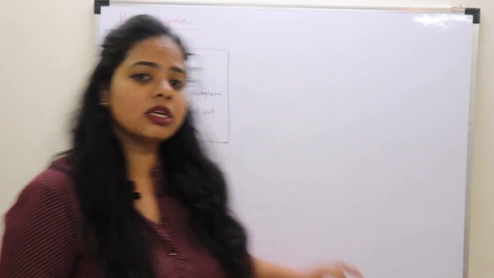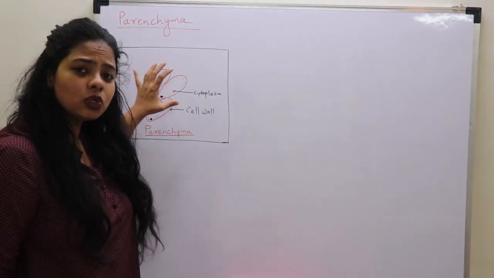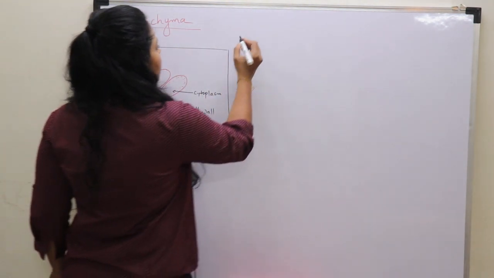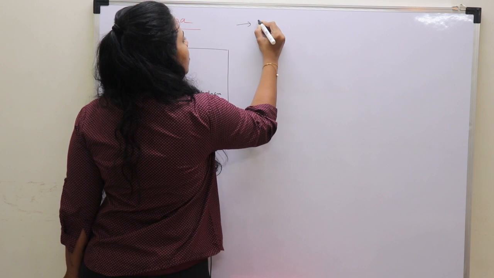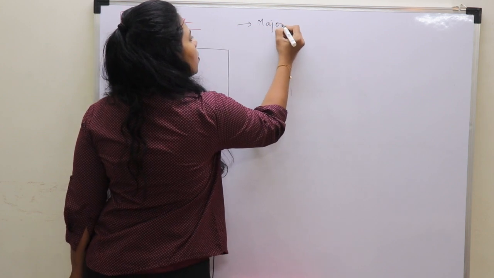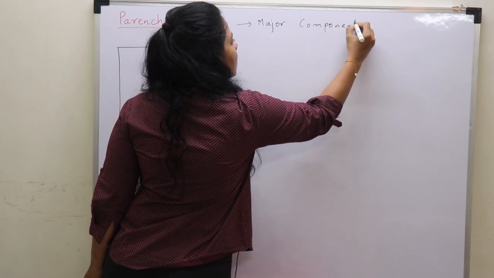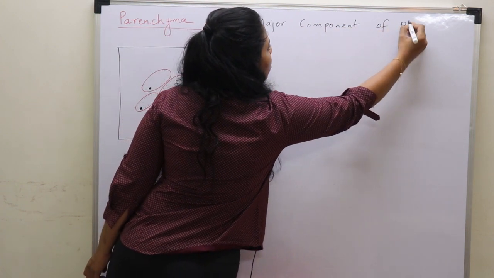Hi guys, today we are going to discuss the first type of simple permanent tissue, that is parenchyma. Now, since it is a tissue, it is a group of cells. This tissue is basically found in all the parts of the plant. So, it is the major component of plant organs.